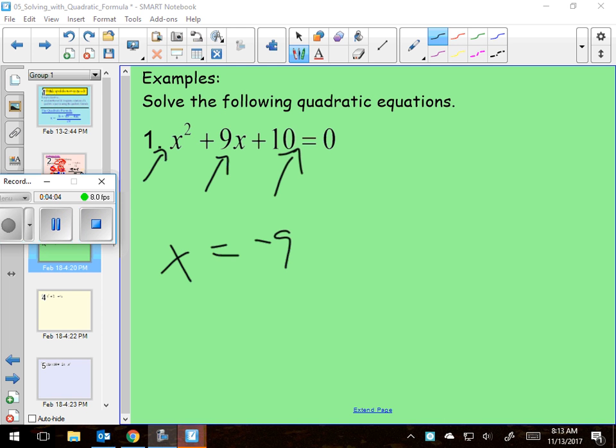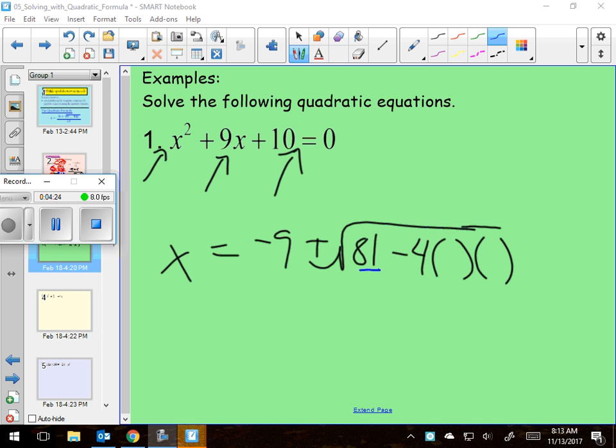You could do whatever you want, but plus or minus the square root of b squared, so that's 9 squared, 81, minus 4ac. And the a, let me tell you, right there, I always put 2 parentheses. Because if you're going to screw this up, I guarantee you it's going to be underneath this root, and it's not going to be the squared part, because everybody knows how to square. It's going to be this part right here.